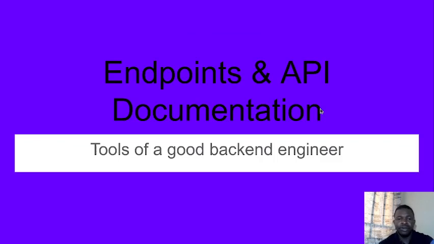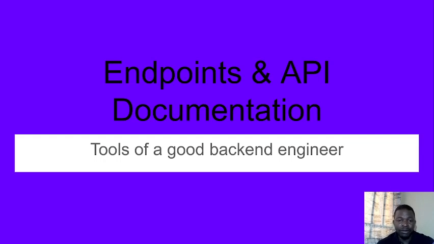We are going to talk about endpoints and API documentation. Those are tools of a good backend engineer. What is an endpoint? What's an API? API is an application programming interface. And what are endpoints? Just put endpoint as a point that you expose when you build an application, like a URL that you expose, that people can visit and get access to your app.